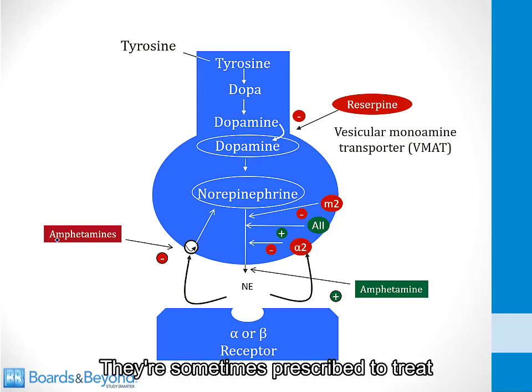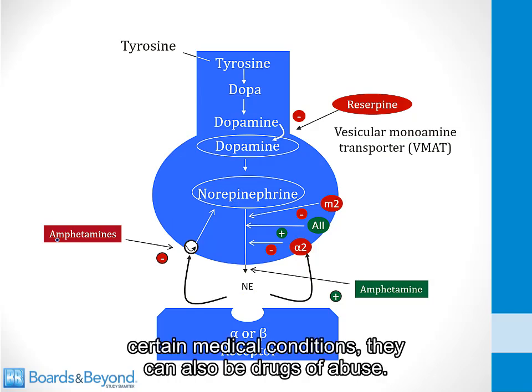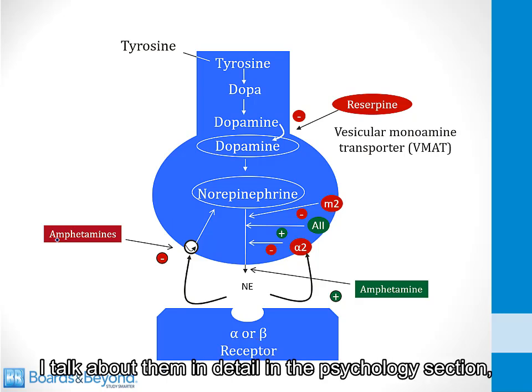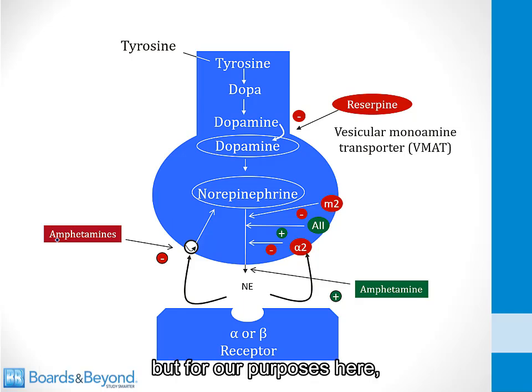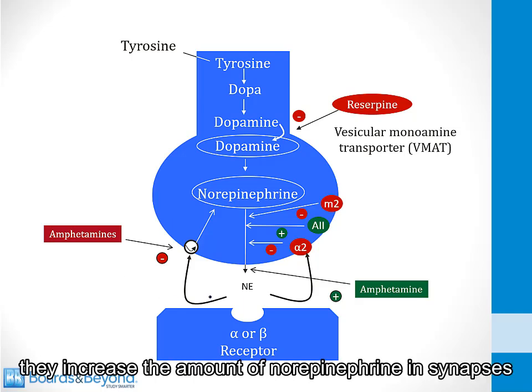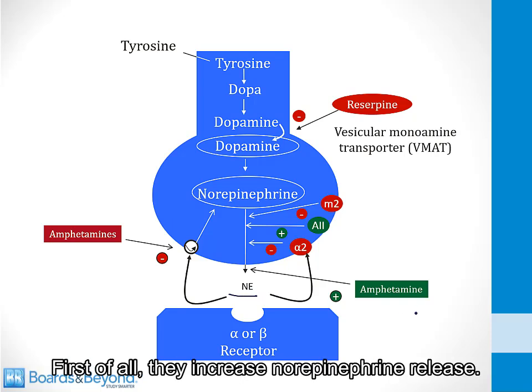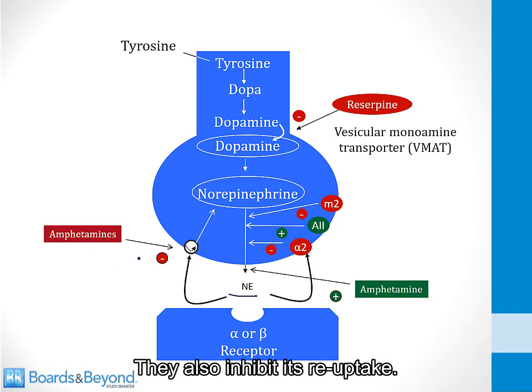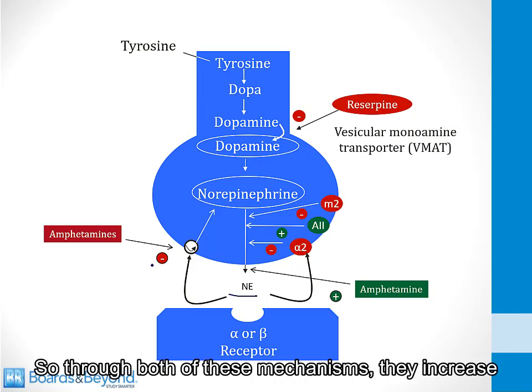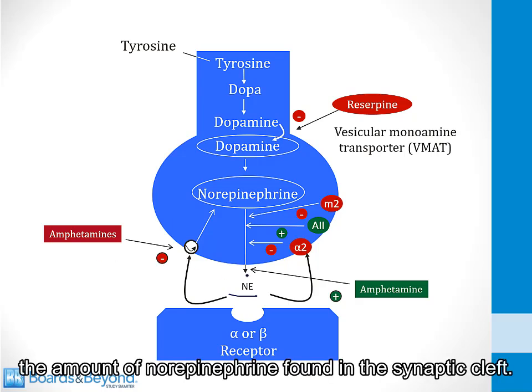Other drugs that affect this system include amphetamines. Amphetamines are stimulants. They're sometimes prescribed to treat certain medical conditions. They can also be drugs of abuse. I talk about them in detail in the psychology section, but for our purposes here, they increase the amount of norepinephrine in synapses through a couple of mechanisms. First of all, they increase norepinephrine release. They also inhibit its reuptake. So through both of these mechanisms, they increase the amount of norepinephrine found in the synaptic cleft.